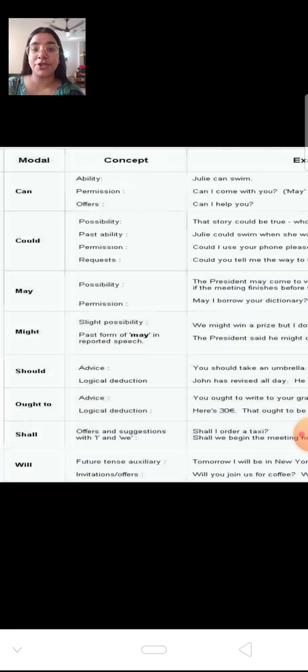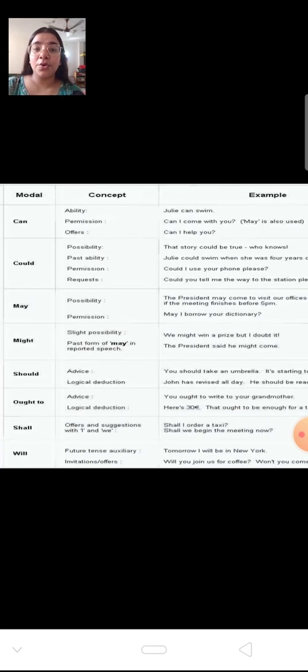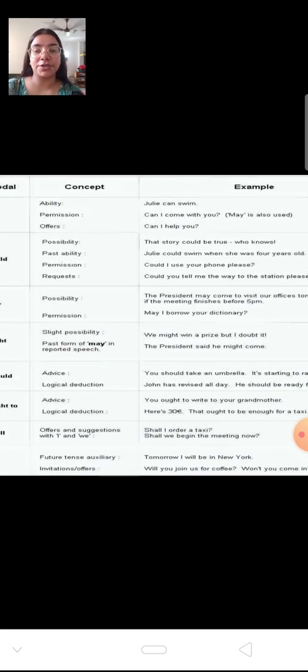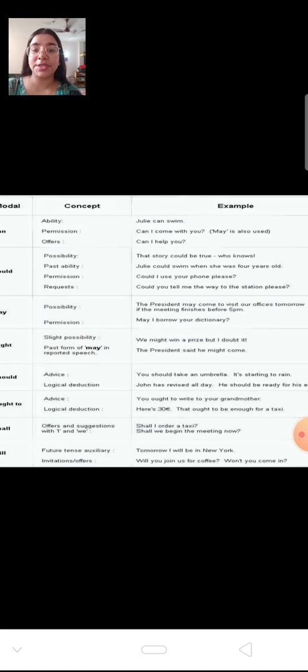That story could be true. Who knows? Now possibility, that story could be. The modal "could" is showing the possibility. Yes, it could be true, but we don't know. If we are showing the past ability of someone, what do we say? Julie could swim when she was 4 years old. When we ask for permission, could I use your phone please? When we make a request, could you tell me the way to the station please?